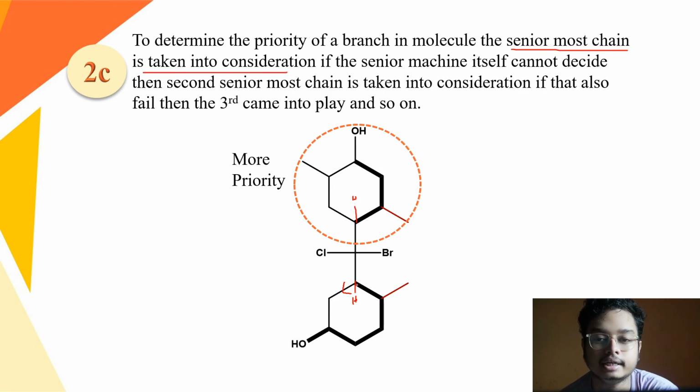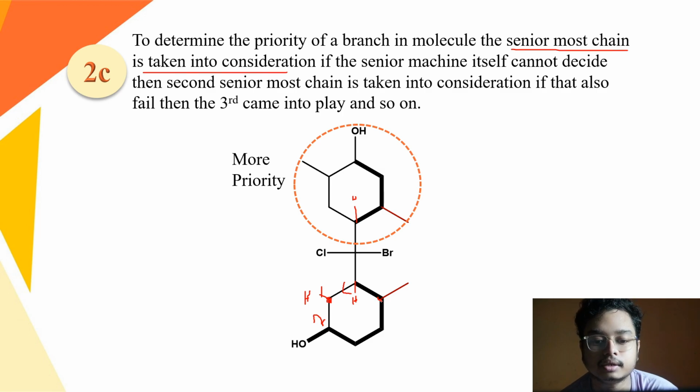Ideally speaking, if we go via this pathway, after 1 and 2, at the second carbon itself we find the OH group, which is the highest priority group here. But does this carbon have higher priority than this one? The answer is no. Why? Because in this particular carbon center there will be 2 carbons and 1 hydrogen, that is C, and here it is H.